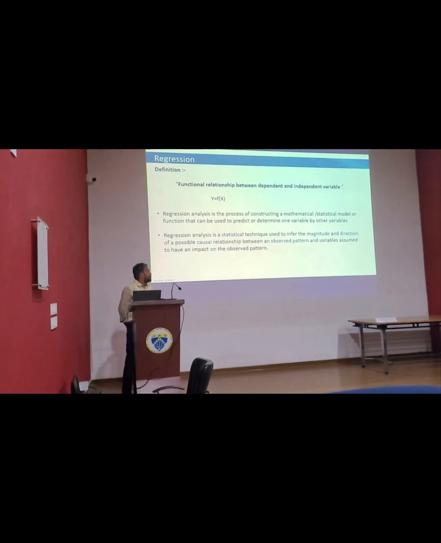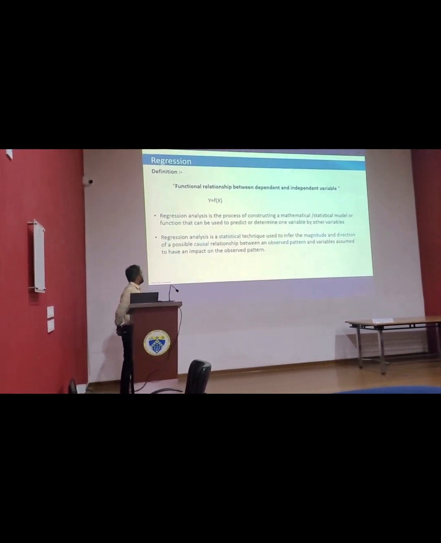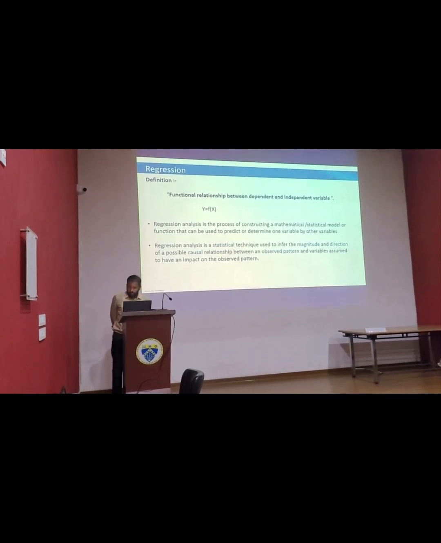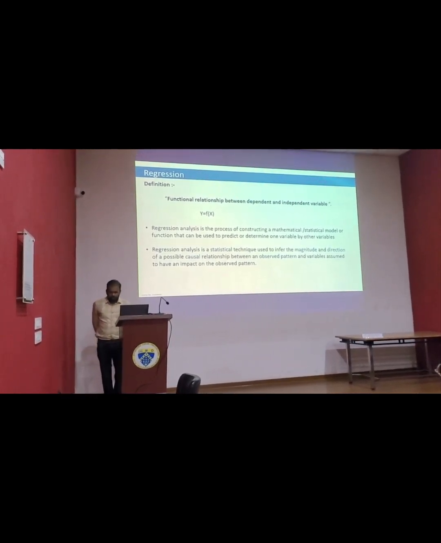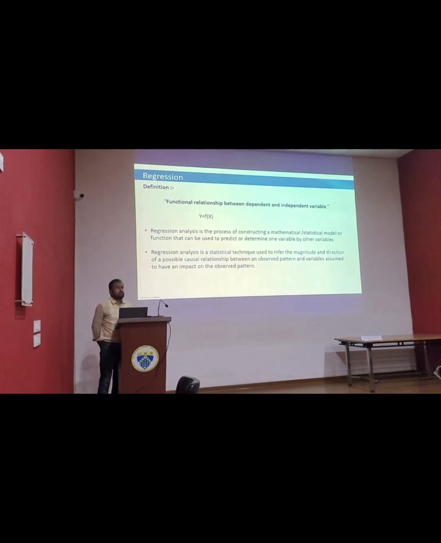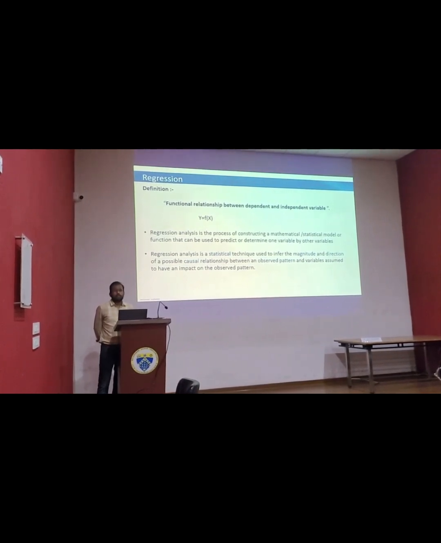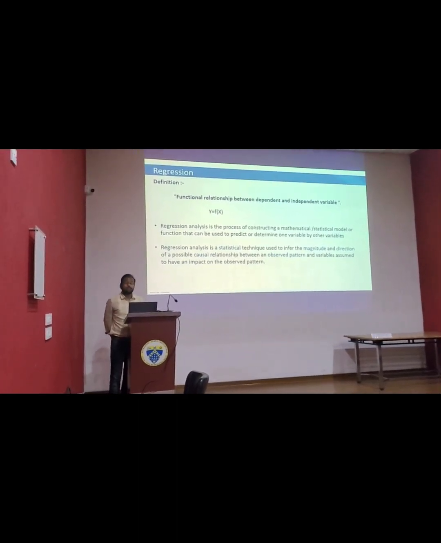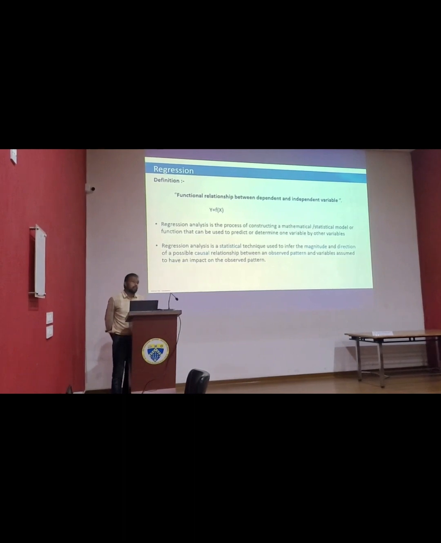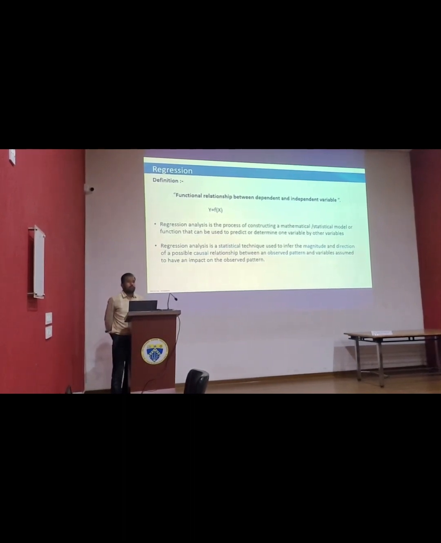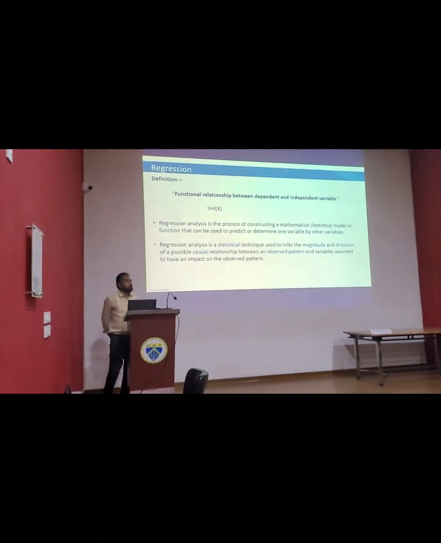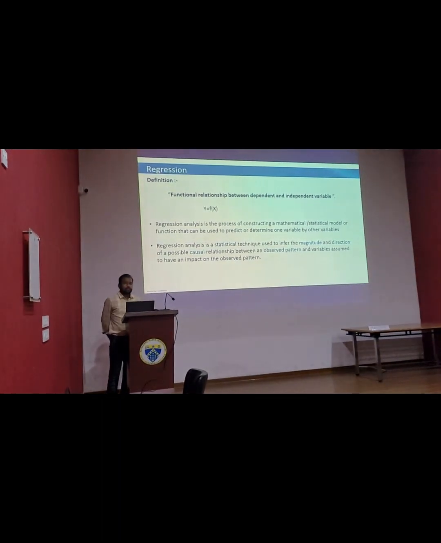Relationship between an observed pattern and variables assumed to have an impact on the observed pattern. So what does this mean? Linear regression, first thing, it explains the relationship between your y and x. Let's say I want to see the relationship between sales and advertisement cost, whether they are related or not.